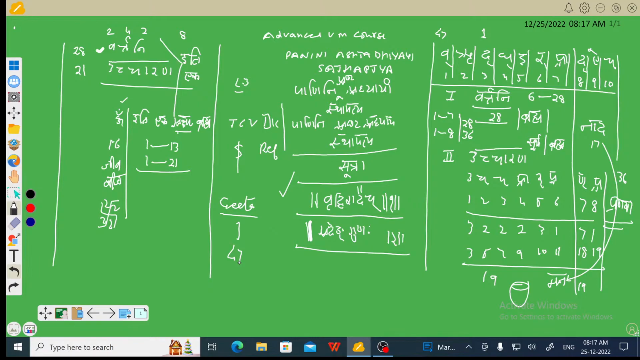Then in Gita chapter 1, shlokas 21 and 20, these two shlokas are the only shlokas which have participation by both Sanjay and Arjuna. First part is by Sanjay, second part is by Arjuna.